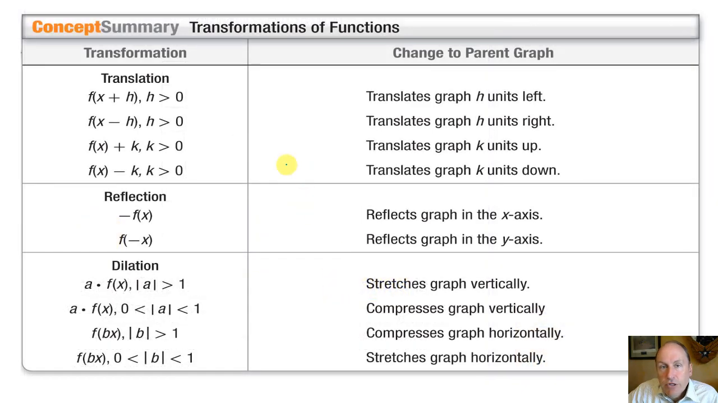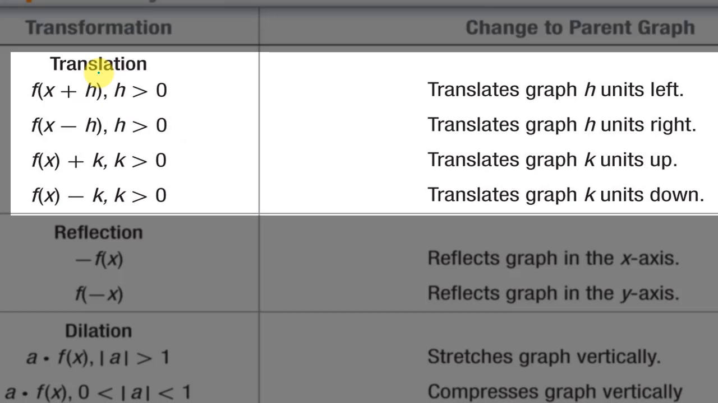Let's look at the different transformations that can be made to functions. And not just the four parent functions that we looked at, four families of functions, but pretty much any function is going to behave like this. So this is a very universal concept. So the first group of transformations we're going to look at are called translations. You may remember that from geometry.